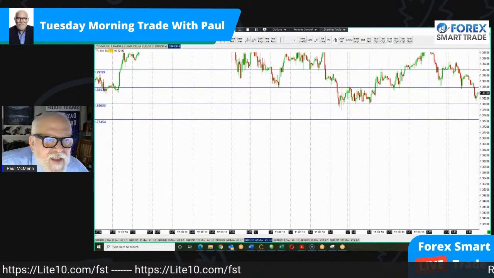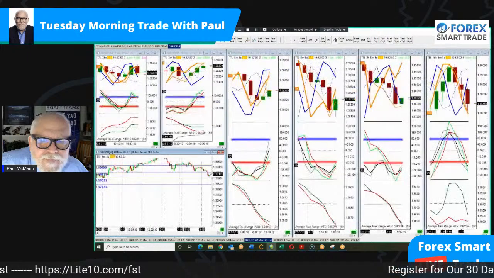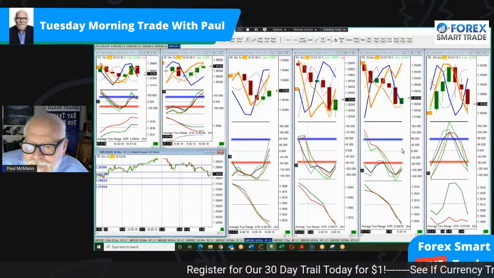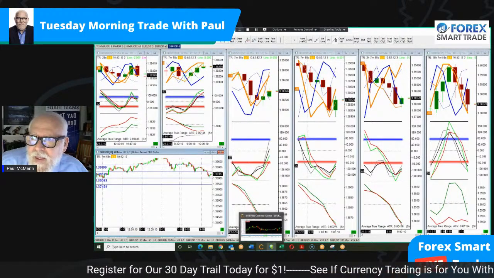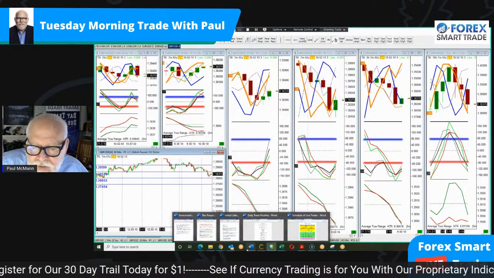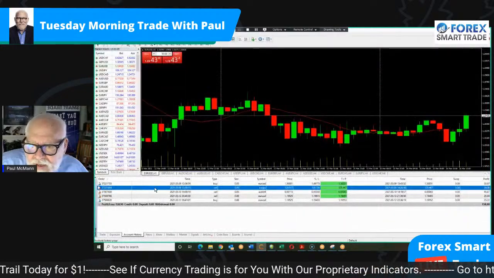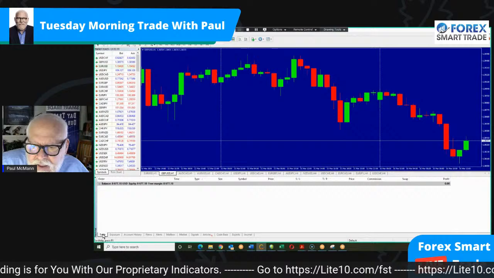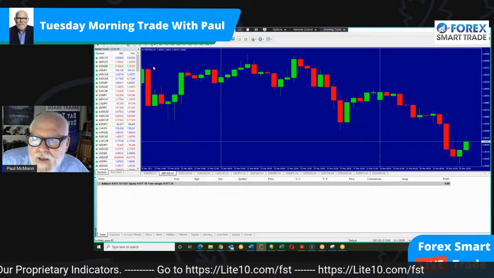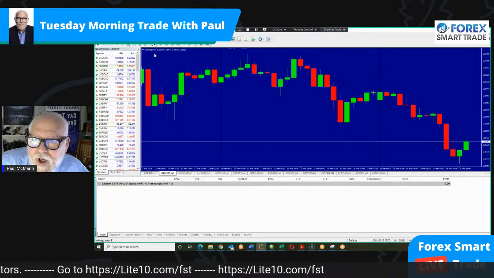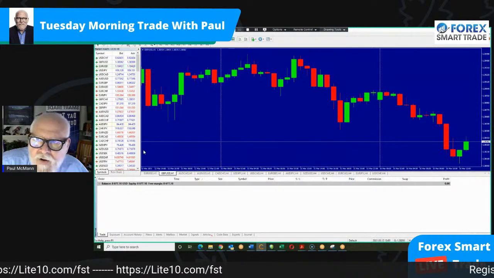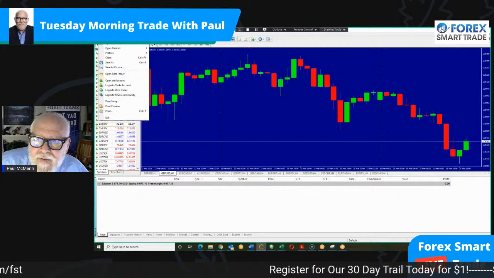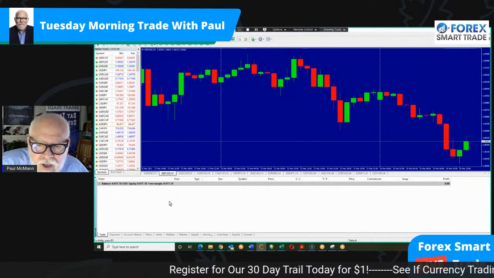You know what? Let's go ahead and take a 9 pip buy. 9 pip buy on the pound dollar. So I'm going to open up my CoinEx pound dollar. I already had it as one of the charts here. If I didn't, I would go to File, New Chart, and find it. Usually that's one of the ones right on top.